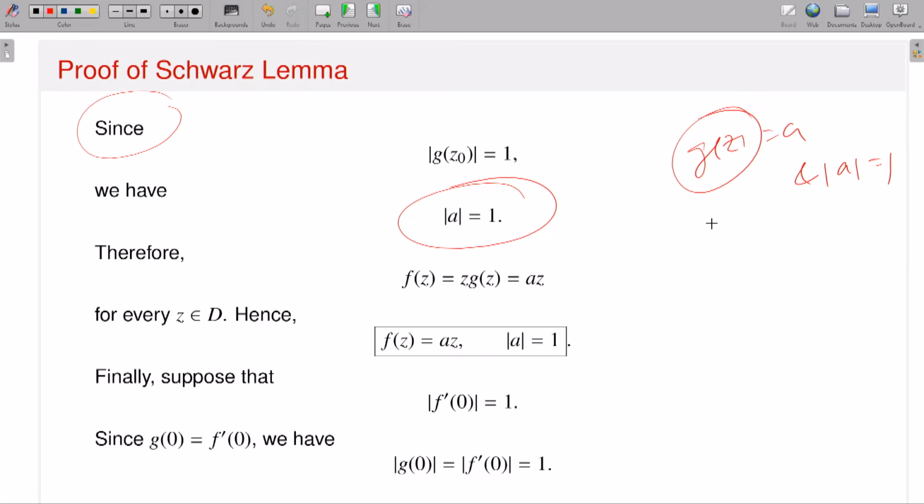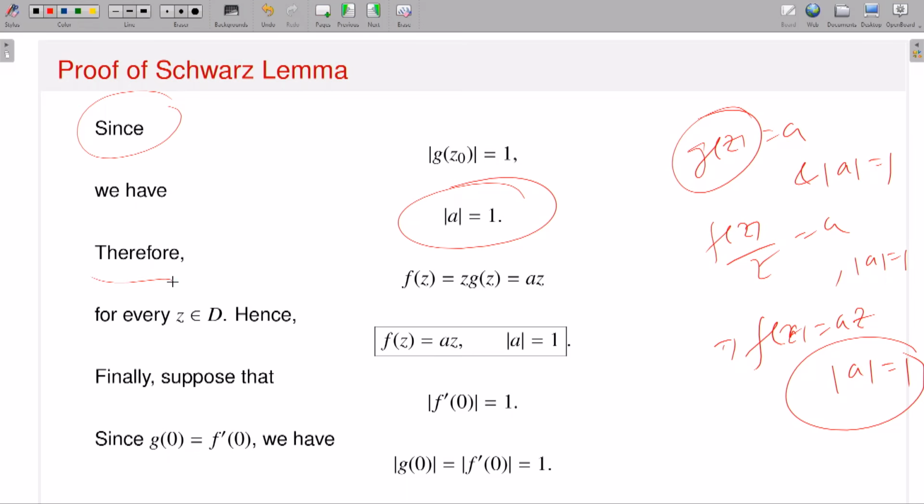But how does g(z) look like? f(z) by z is equal to a and modulus a is equal to 1. That means your f(z) is exactly equal to a times z, where modulus of a is 1. So that's what I have written. Therefore f(z), which is z times g(z), and g(z) is equal to a, is a times z for every z. So therefore you will have f(z) is equal to az and modulus of a is exactly equal to 1.